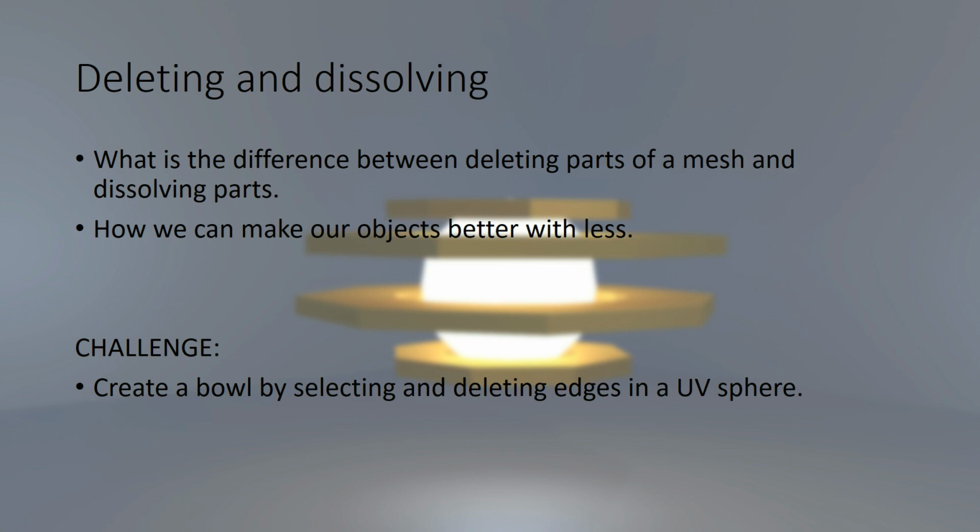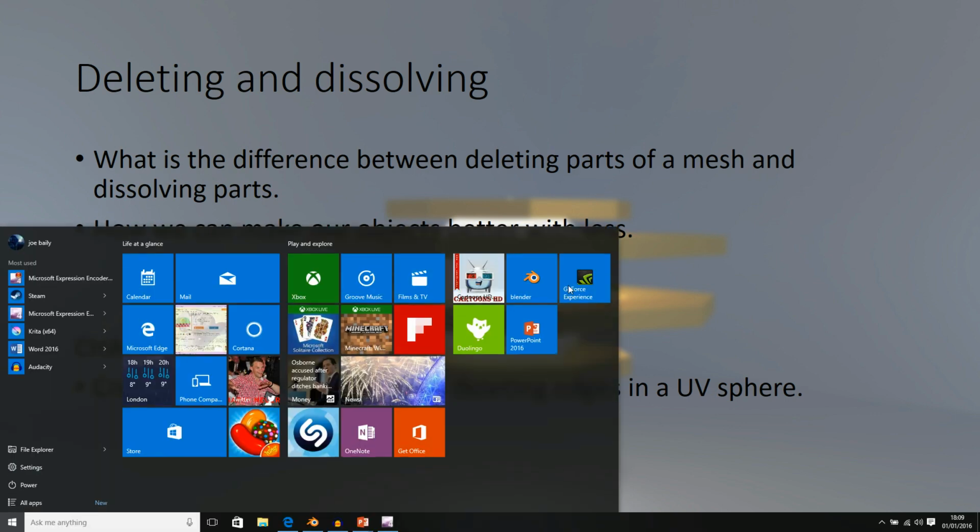In this lecture, we're going to be looking at deleting and dissolving in edit mode. We're going to look at what the difference is between deleting parts of a mesh and dissolving parts of a mesh. We're going to use this as a means of being able to make our objects better with less. And then I'm going to give you a challenge. So let's log in to Blender.